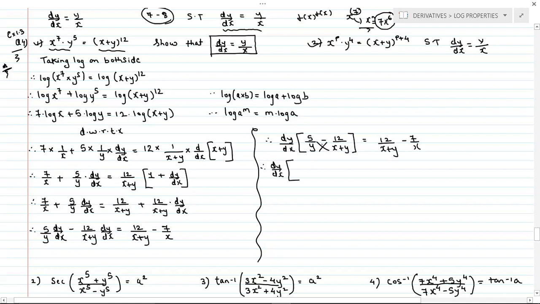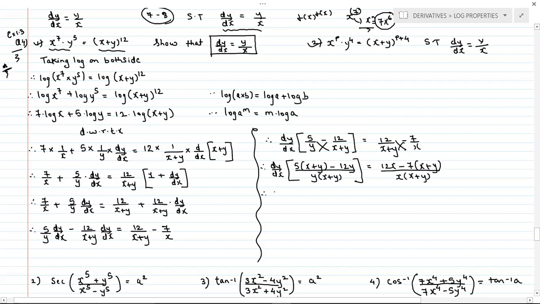As clearly we can see that here each and every term is an algebraic term, so we can do the cross multiplication here. So 5x plus y minus 12 into y, this will be 12y, upon y times (x plus y). Yes or no? Here on the right hand side, it will be 12x minus 7. Inside the bracket, we will write x plus y because there are two terms, and this will be x plus y.